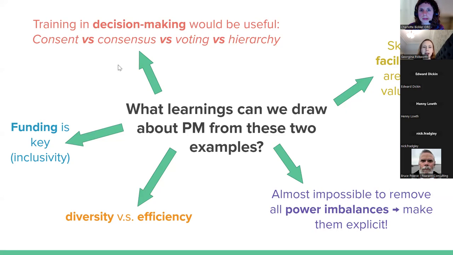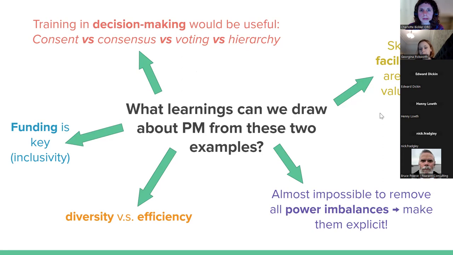And from my experience, most of the people who've been involved in these participatory methods haven't had any formal training in different types of decision making. So the difference between consent and consensus, where it can be useful to use voting, where hierarchy exists. And so to me, that would be key to increasing people's involvement in participatory methods: providing training in decision-making. Skilled facilitators are key. That's something that I've learned from my involvement in both these projects. Again, bringing diverse perspectives into a room is really important, but making sure that that is a productive and positive experience is really down to having people with facilitation skills in the room.